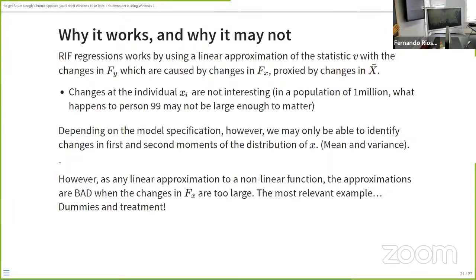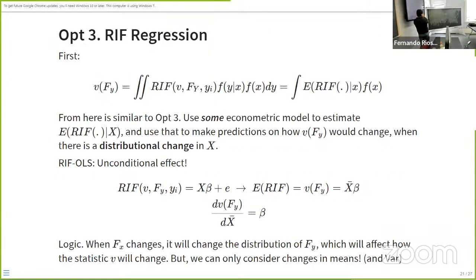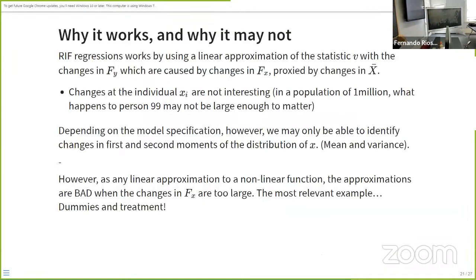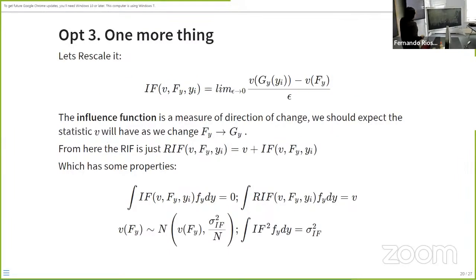Okay, so RIF regressions work by using a linear approximation. This is quite important because this model, at least again, as originally proposed by Rios-Avila, is a linear model, nothing else but a simple OLS. So it uses a linear model and a linear approximation. It is a linear approximation because this allows me to approximate how the statistic is going to change when there's a change in a small part of the distribution. Now, this is something that I always like to emphasize when people use this: it will be a very good approximation whenever the changes in your distributions are very small.